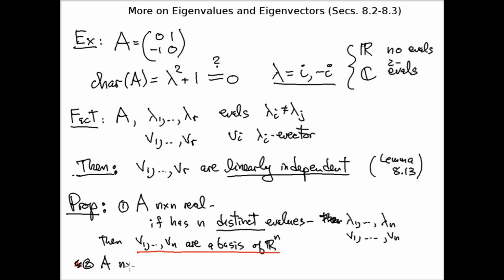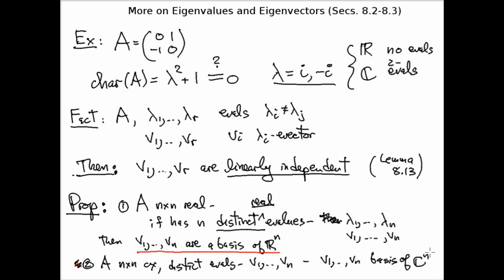And the similar thing happens over C. If A is n by n complex, and it has distinct eigenvalues, I'm sorry, I forgot an important word here. These eigenvalues have to be real. Whereas if you have an n by n complex matrix with distinct eigenvalues, and similarly, I'll label them 1 through n with corresponding eigenvectors v1 through vn, then v1 through vn is a basis of Cn.